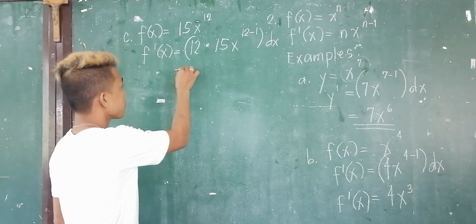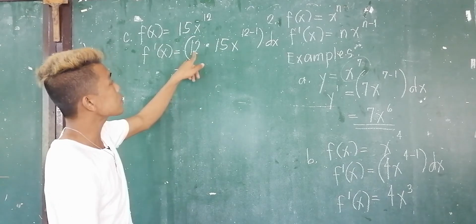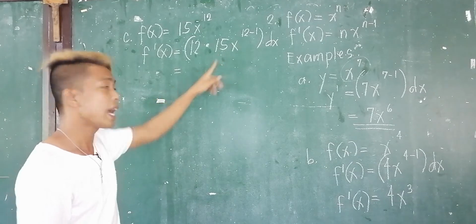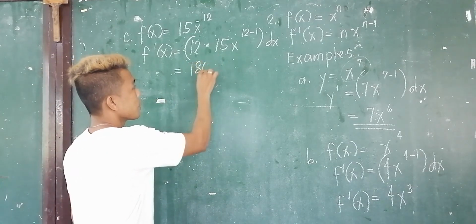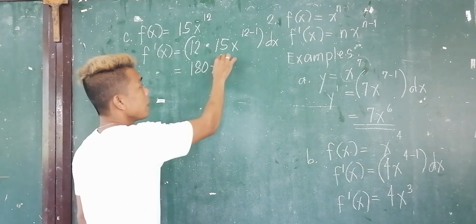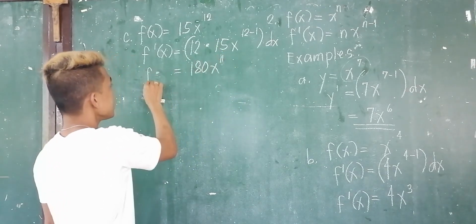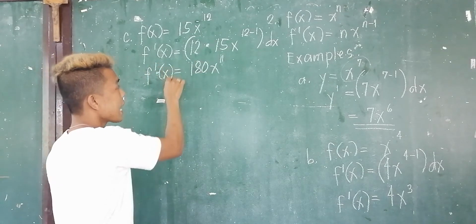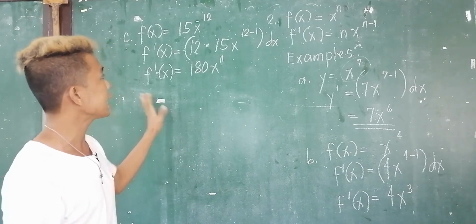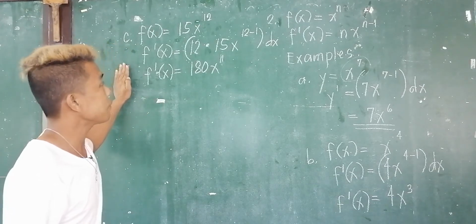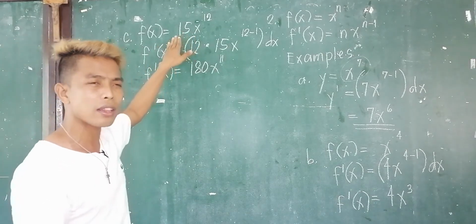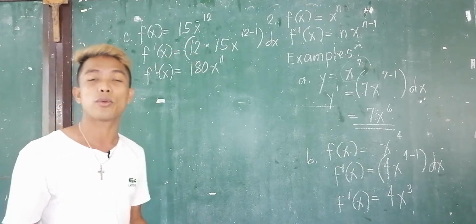Now, we continue. We will now simplify. What is 12 times 15? We have 180. 180x raised to 12 minus 1 will be 11. So this is our final answer for letter C. I hope that is clear to you. That is all we do if there is a numerical coefficient in front of a monomial which is no longer 1.